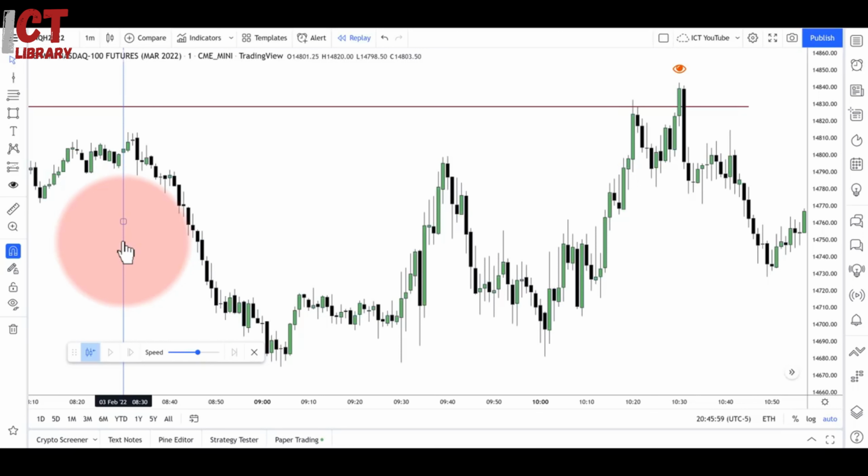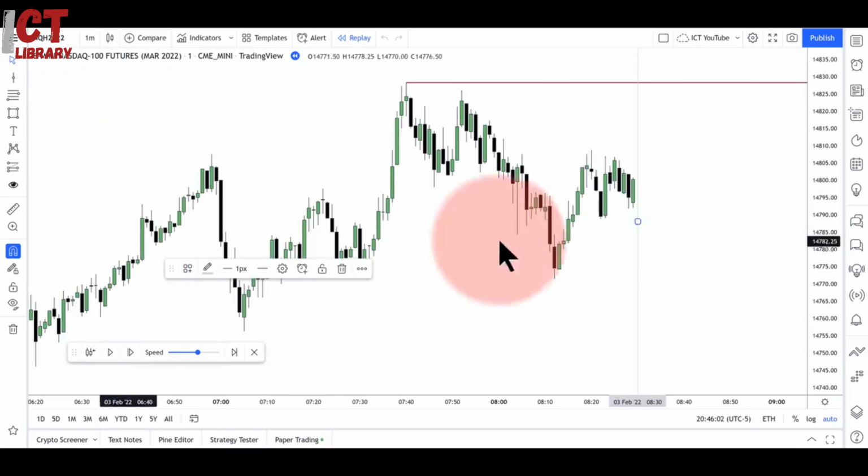All right, so it started at the 8:30 hour. Our line here is at that 15-minute high. So what we're expecting is a run above that high, okay? And I'll keep it kind of quick. I don't want to spend too much time with this.